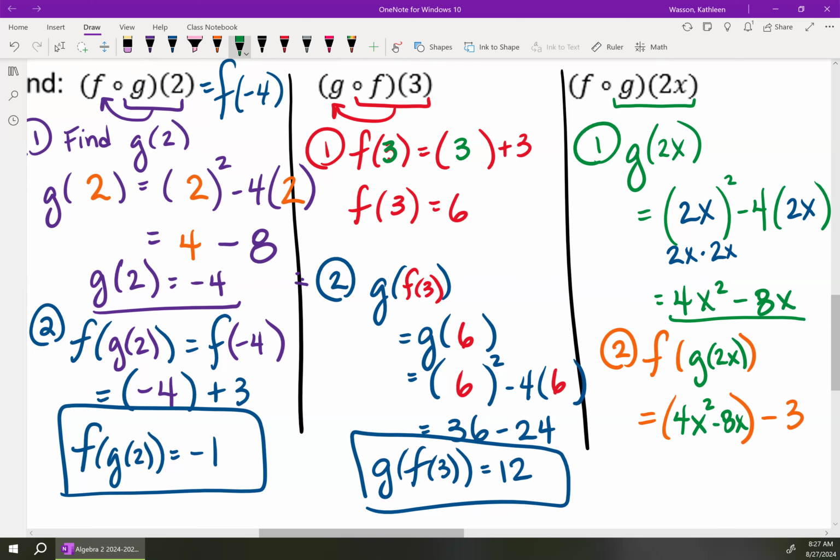I have nothing to distribute, and I can only combine like terms. I have one that's squared. Think of that as a square. And I have one that has an x, which is some unknown length. And then I have 3, that's a constant. None of these are alike, so I can't actually combine anything. I'm finished. I find that f of g of 2x is 4x squared minus 8x minus 3.